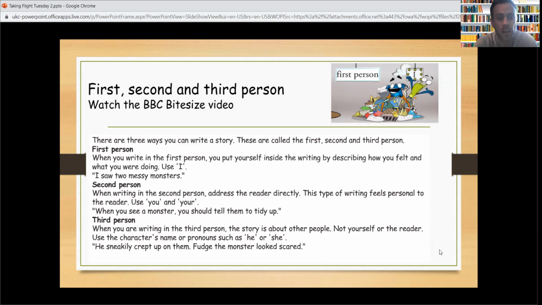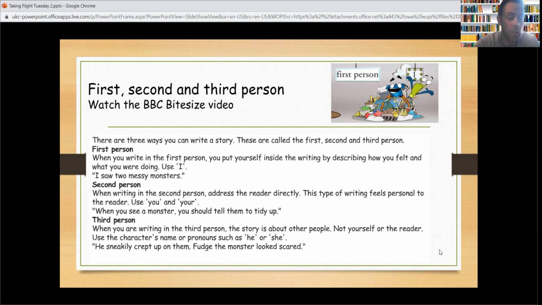Second person is slightly different because when writing in the second person, you're addressing the reader directly, like you're talking to the reader. So you're not just telling a story, you're actually talking to them, and that makes it feel quite personal to the reader. So you use words like you and your. So it says, when you see a monster, you should tell them to tidy up. So that's like me talking to the person who's reading it. So it sounds like you're having a bit of a conversation, or maybe it's a bit more personal.